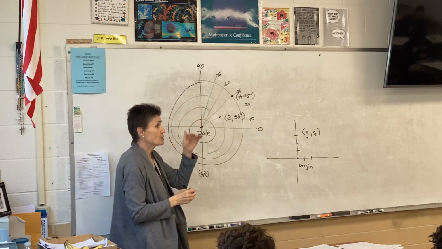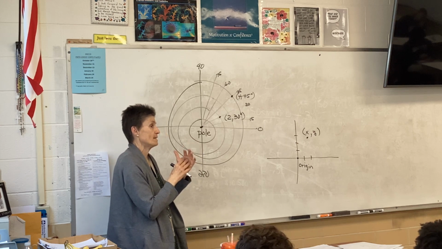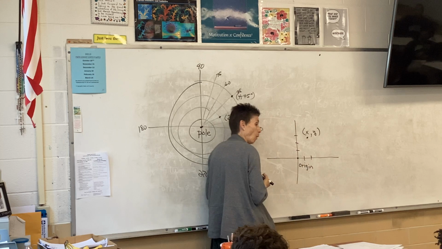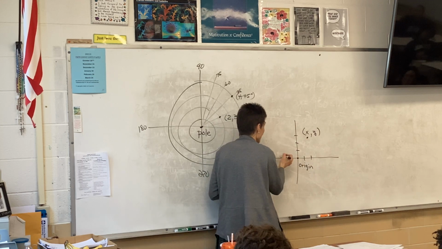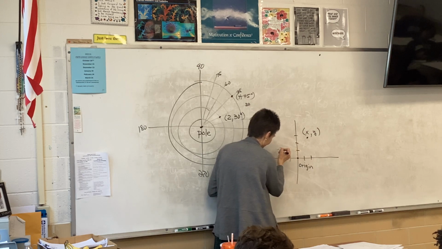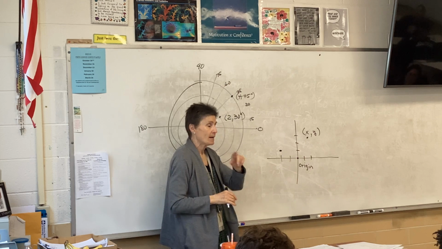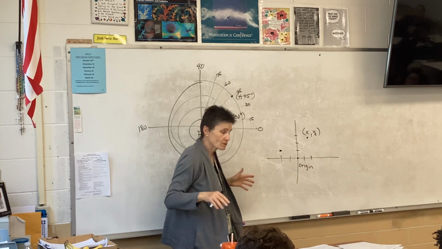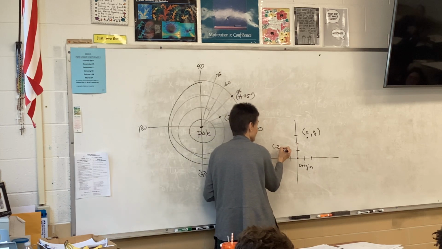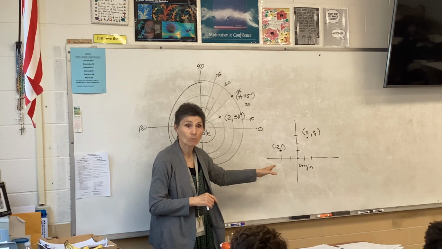Now, a huge difference between rectangular and polar coordinates is this. If I came over to my rectangular system and I plotted a point, everybody in the whole wide world, every single one of you, every kid in the school, every person in China, everybody would call that point -2, 1. Because that is the only way to name that point.